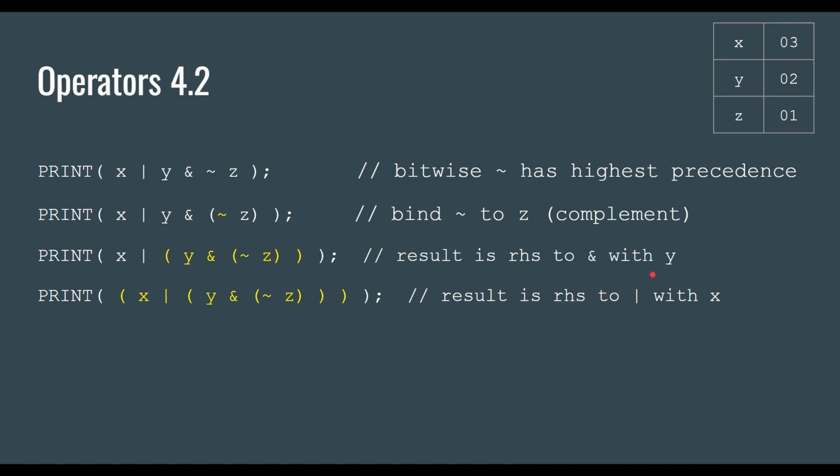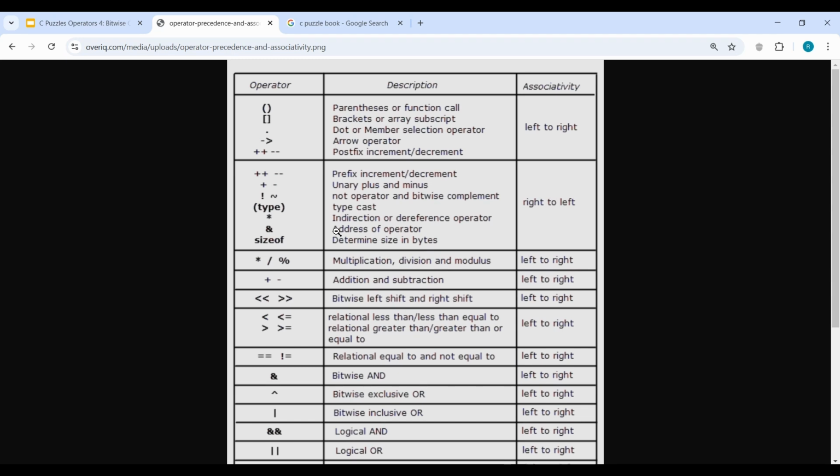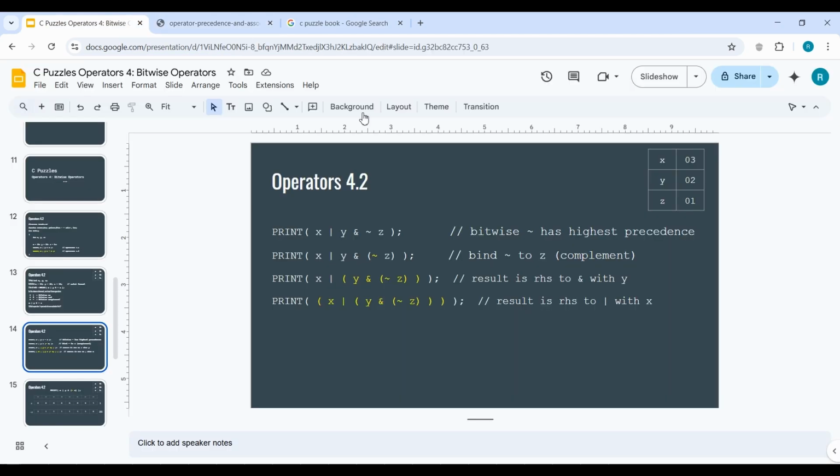The bitwise complement has the highest precedence, and we can confirm that by inspecting our table here. We can see that in the second row, next to the exclamation mark, we have the little squiggly line, which is known as the bitwise complement. The associativity for the bitwise complement, note, is right to left.